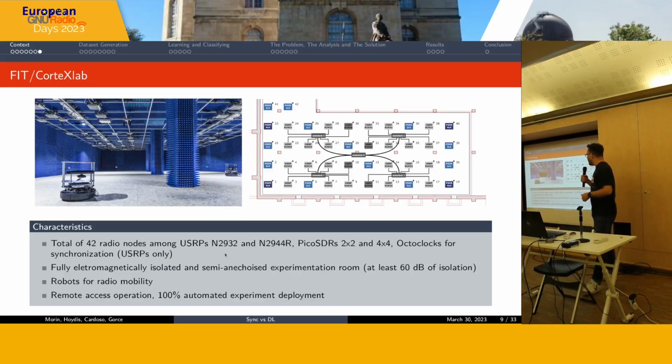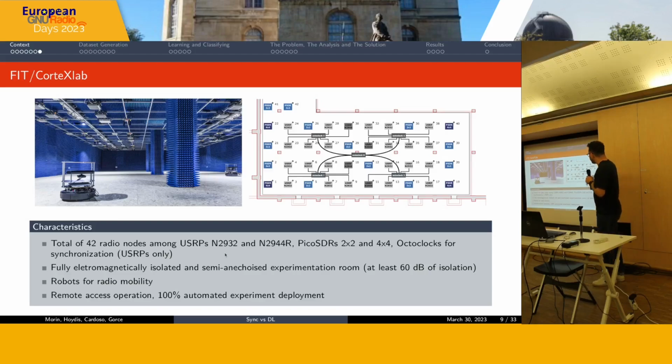We have a total of 42, actually. I said 40, but it's 42 radio cards, radio nodes. All of them are SDRs. Most of them are USRPs. Some of them are PicoSDRs made by Nutaq, which we are slowly exchanging for more capable USRPs.